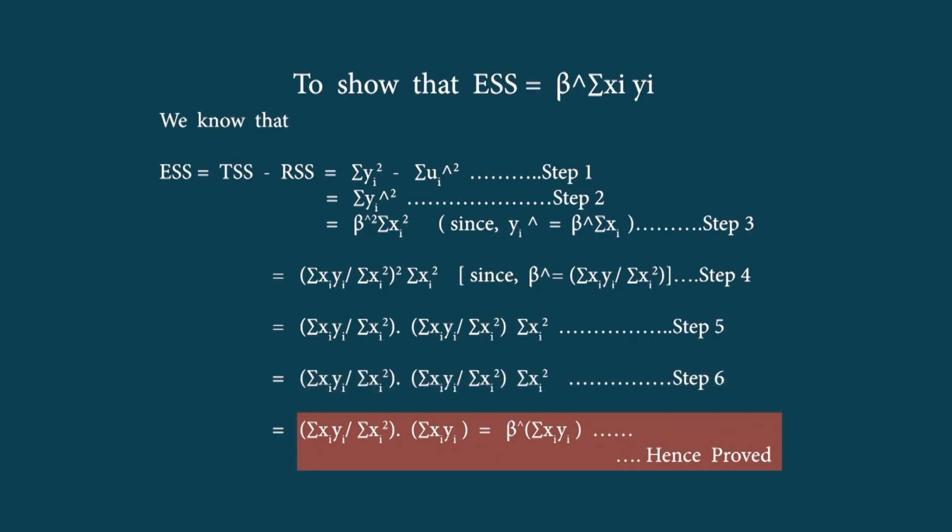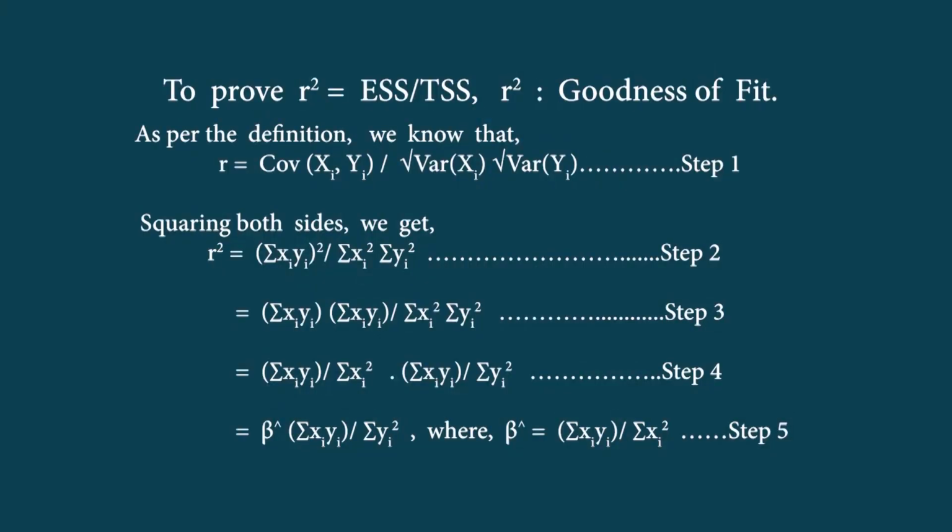So that means explained sum of squares can be written as beta hat summation of xi yi, or it can also be written as beta hat summation of xi square. So explained sum of squares plays an important role in explaining the variation of the dependent variable. On the basis of this, we arrived at the very important coefficient of determination, which is called R square and which measures the goodness of fit. So for any particular equation, the goodness of fit plays a very important role.